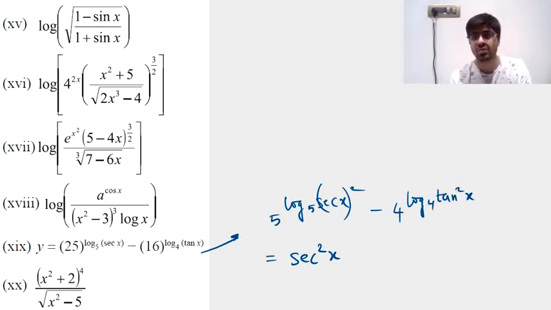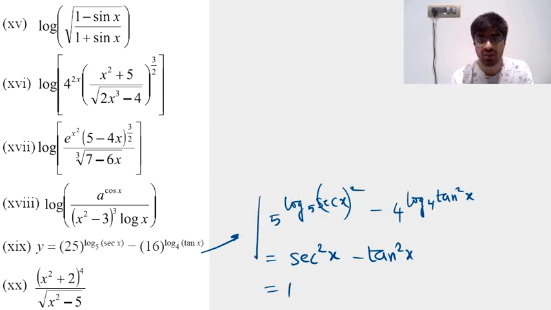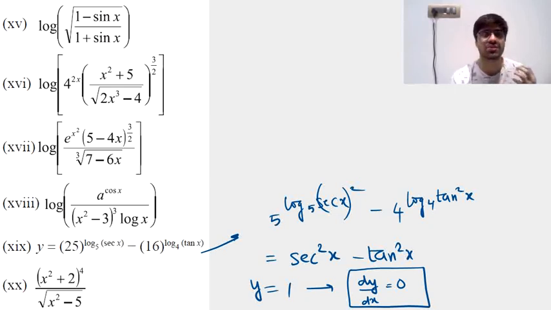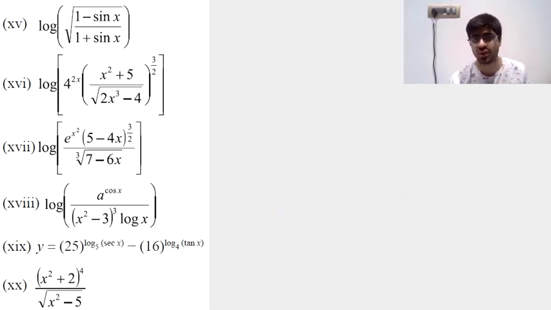And the value for it will be tan square x. So we have sec square x minus tan square x, which is equal to 1. But this is only the simplification of y. This is y. Take dy by dx. Because y is a constant, dy by dx will be 0, and dy by dx equal to 0 is the final value of derivative for that question.